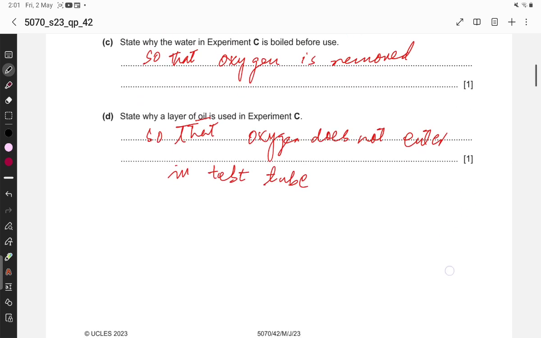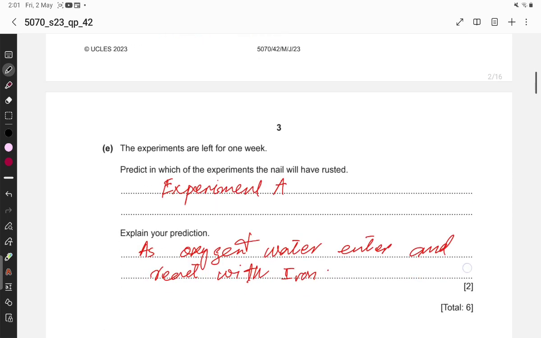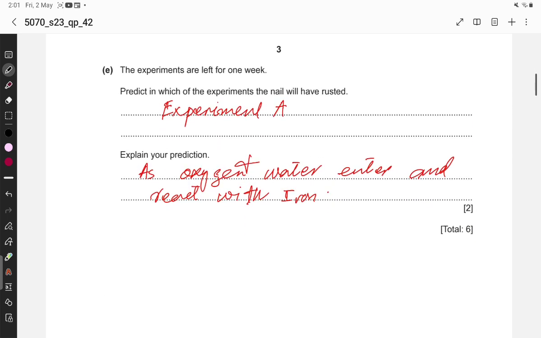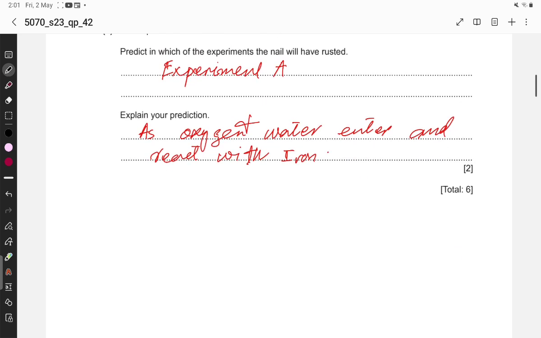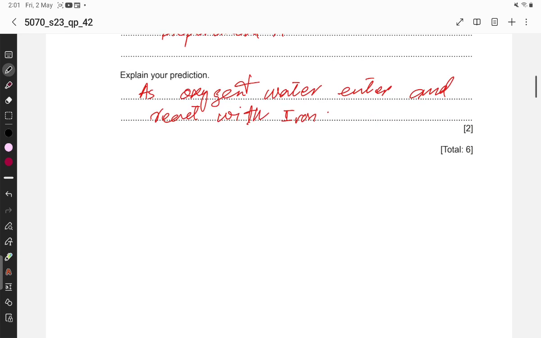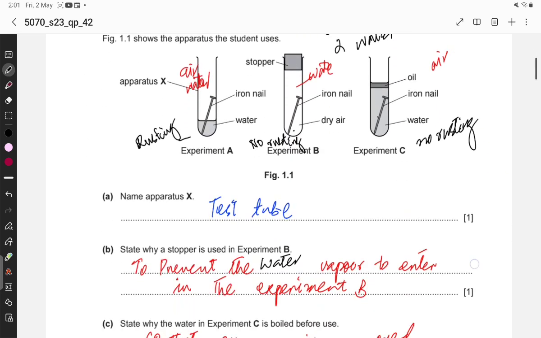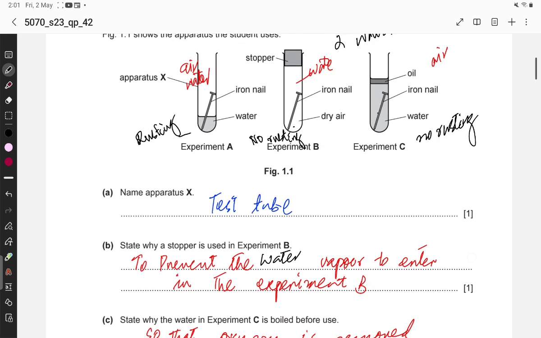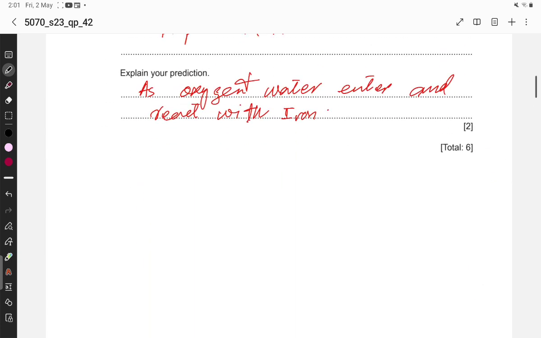State why a layer of oil is used in experiment C, so that oxygen does not enter the test tube. The experiments are left for 1 week. Predict in which experiment the nail will have rusted. In experiment A, the nail will have rusted. Explain your answer: oxygen and water. Both conditions are present in experiment A, so rusting of iron takes place.